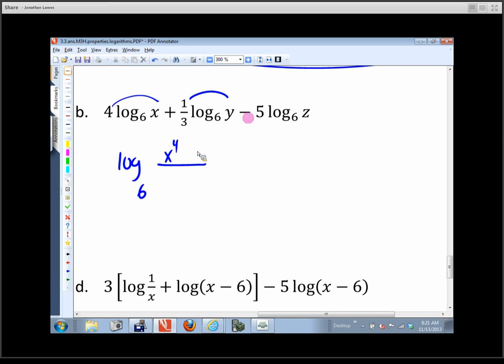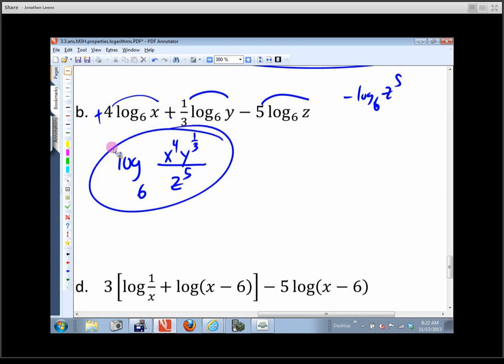If it goes on the bottom, it would need to have a negative in front of it. So this is going to be y to the 1/3 on the top, because this is positive right here. See how these guys are positive? Okay? If it's got a negative in front of it, when I slide this up here, that's going to be minus log base 6 of z to the 5th, and because of that minus, it's going to be in the denominator. So that's going to be z to the 5th down here. That's the answer.